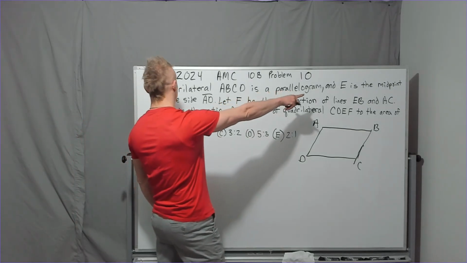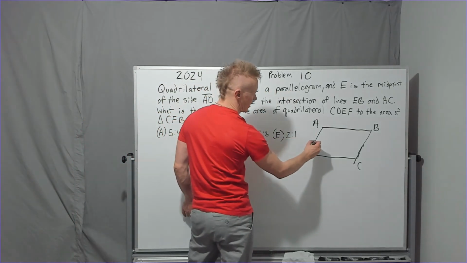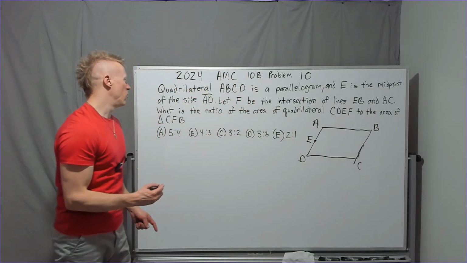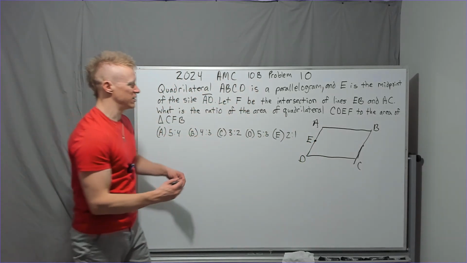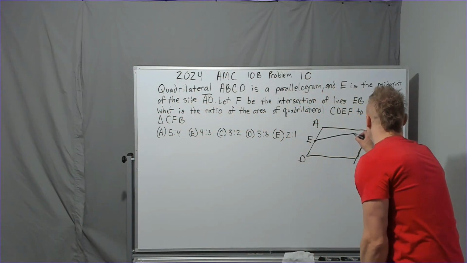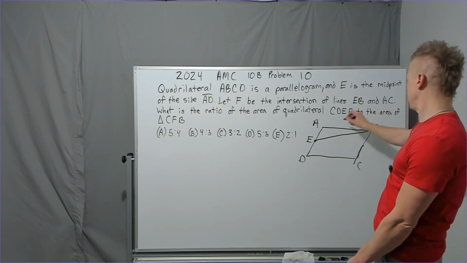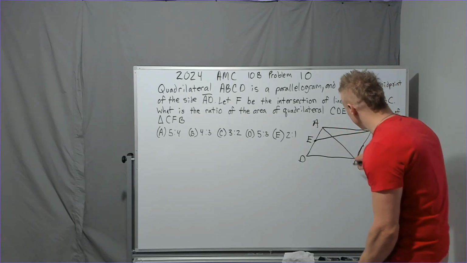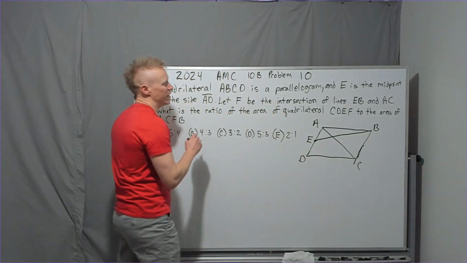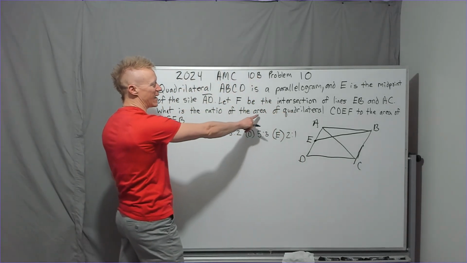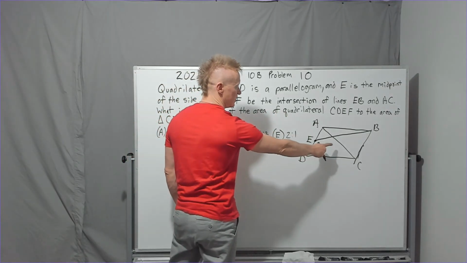So E is the midpoint of side AD. We go here to a midpoint, you put E. All right, now what? Let F be the intersection of lines EB and AC. Let's go ahead and draw EB and AC. Sorry, I'm probably in your way, but I'm sure that you figured out where things are going. So have that drawn. What is the ratio of the area of quadrilateral, where F is right here.